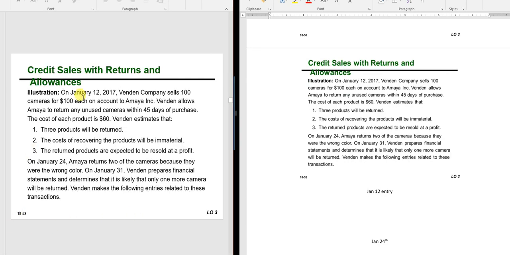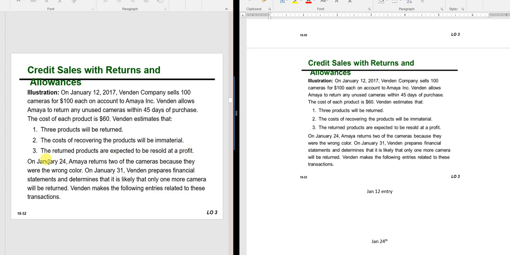Okay, so on January 12th, Vending Company sells 100 cameras for $100 each on account. They allow the customer to return any unused cameras within 45 days of purchase. The cost of each product is $60. They estimate that 3 products will be returned. The cost of recovering the products will be immaterial, and they can be resold again.